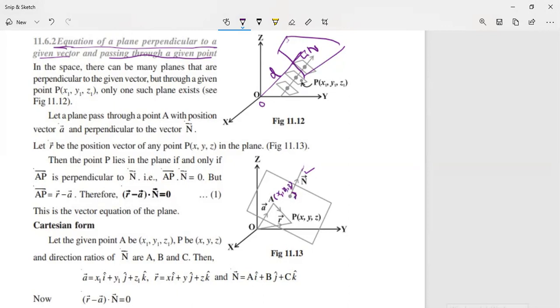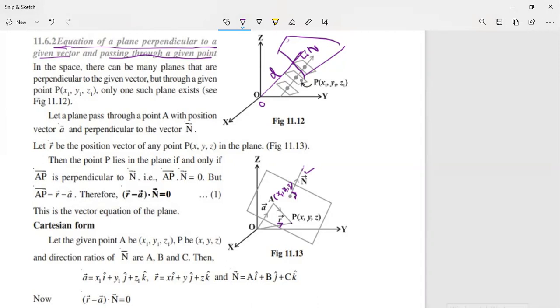If not, I will explain it to you. So A and P: we have to take any point P on the plane. We are always taking point P, which is any point on the plane whose position vector is r always. But A is the point through which the plane is passing.